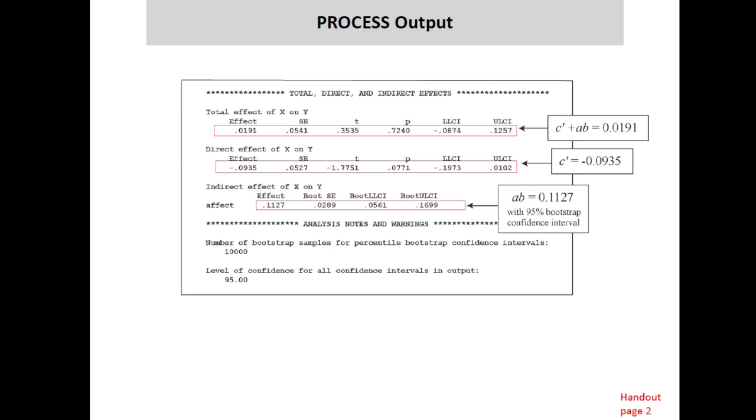It generates the product, right, so that's our indirect effect, A times B. There's the confidence interval. It even generates an estimate of standard error, but it does that through bootstrapping rather than through something like the Sobel test formula. Okay.